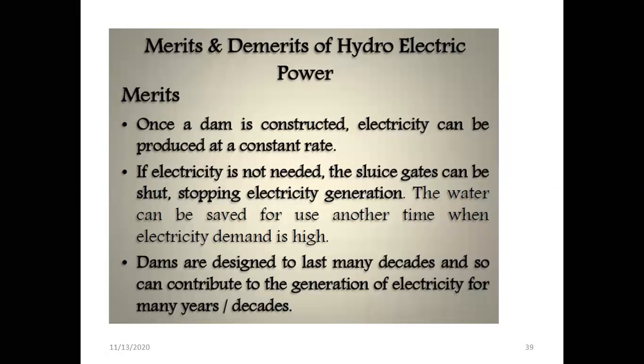So we've looked at the basics of hydropower energy, and why should we take up hydropower energy? These are the merits and the disadvantages of hydroelectric power. We shall start with the advantages. First of all, it's a renewable source of energy. Once it's constructed, it produces electricity at a constant rate. And if we don't need the electricity, we have the sluice gates, which we can use to shut down the generation, and we can save the water for when the electricity demand is high, or it can be used for other applications like irrigation.